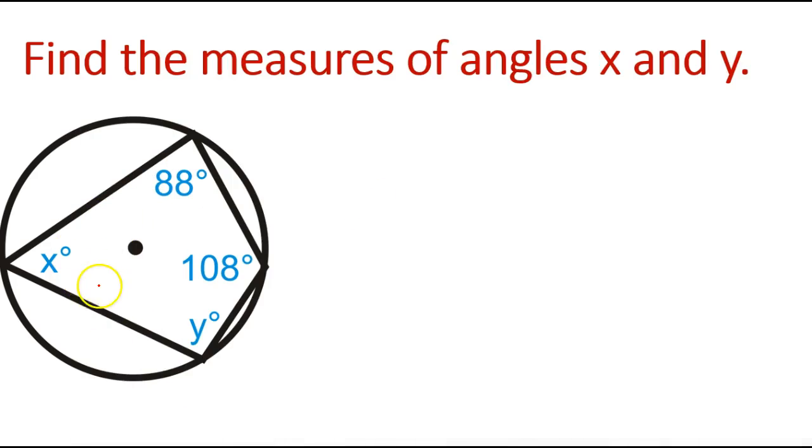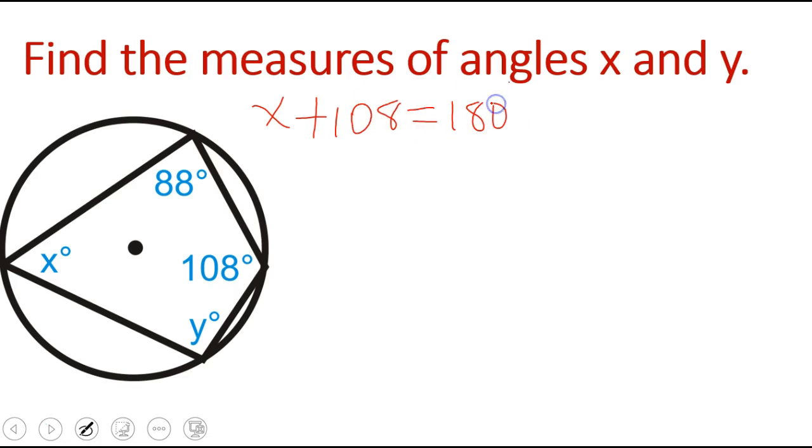So let's solve a quick problem here. You see this is an inscribed quadrilateral. So how do you find x and y? How do you set up the equation to find x and y? Exactly, because x is opposite 108. So x plus 108 equals 180. So that's the first thing you set up.